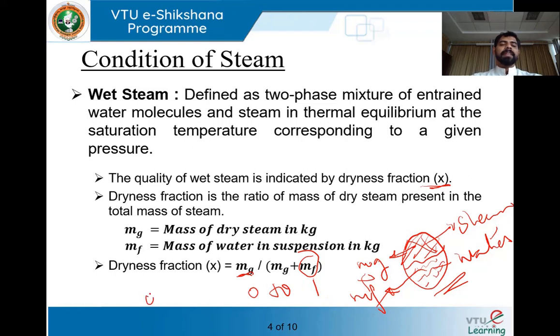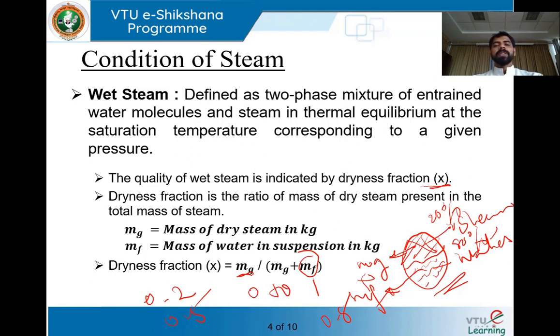For example, if x is 0.2, what does it indicate? 0.2 means that the steam is 20% dry. That means this mixture is made up of 20% steam, and the remaining 80% is water. If I say x is 0.5, what does it mean? 50% is steam and the remaining 50% is water. Similarly, if x is 0.8, what does it indicate? 80% dry, so 80% steam particles and 20% water particles.